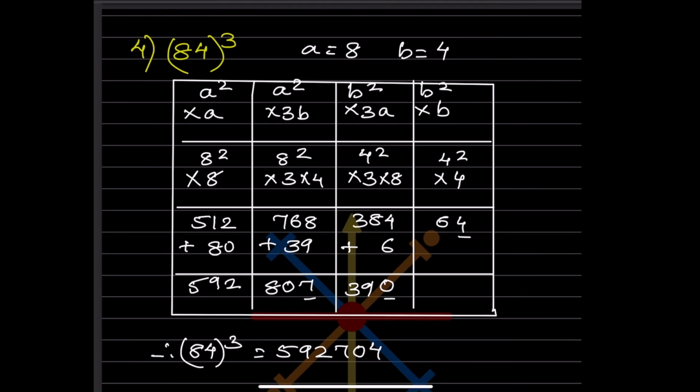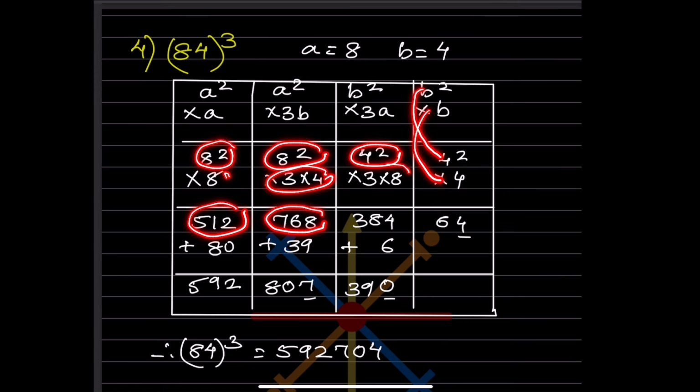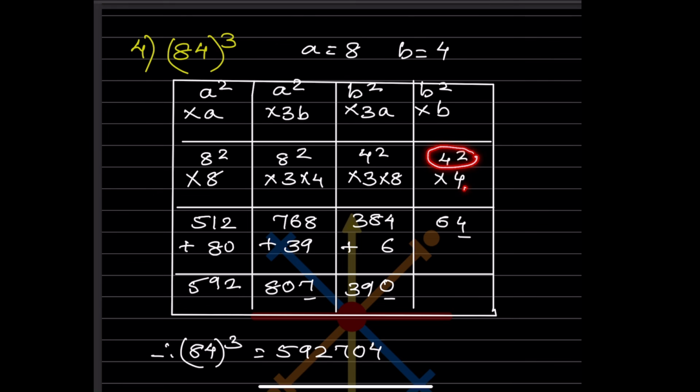Now for this one, A is 8, B is 4. Write these things. 8 square into 8. 8 square into 3 into 4. 4 square, 3 into 8. 4 square, and this is 4. So 64 into 8, that is 512. 64 into 12, that is 768. 16 into 24, that is 384. 16 into 4, that is going to be 64.